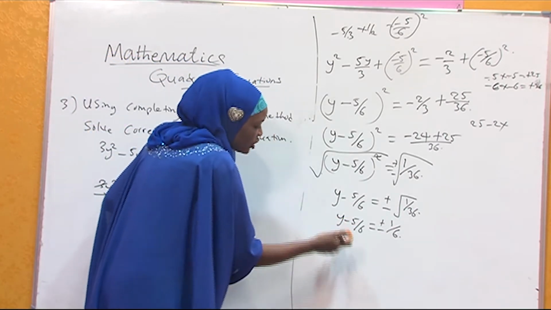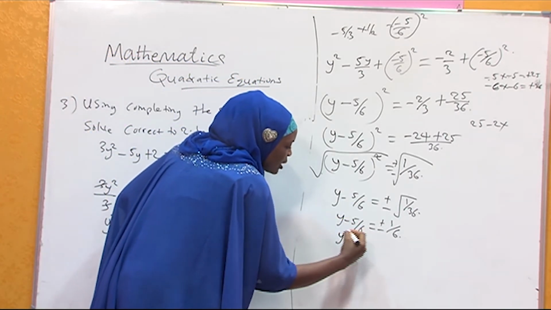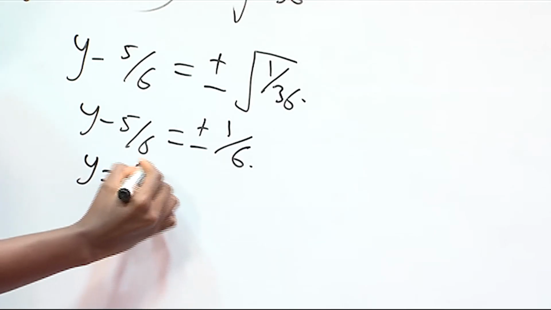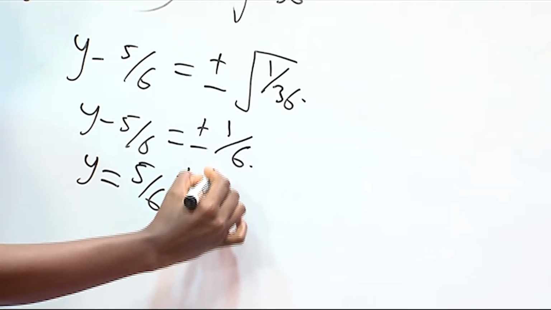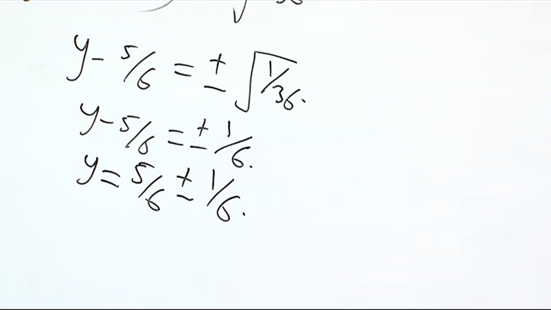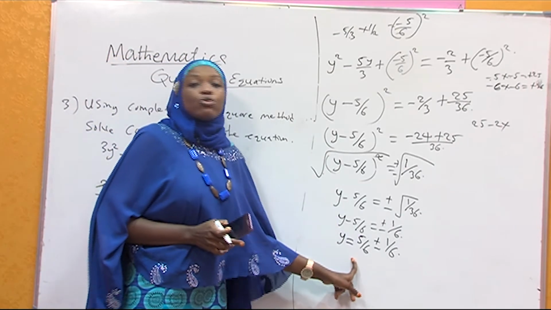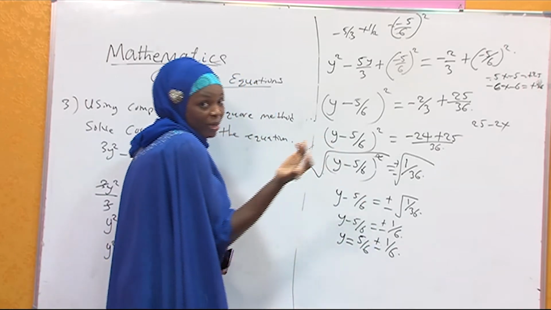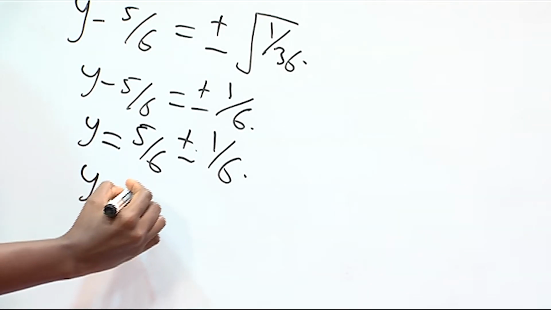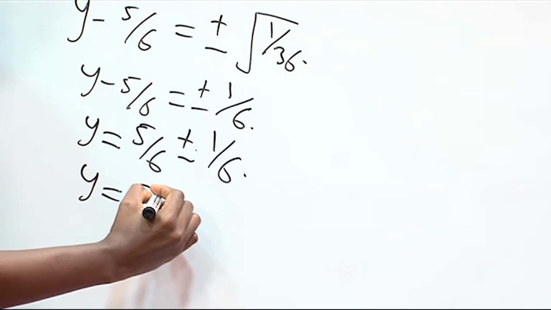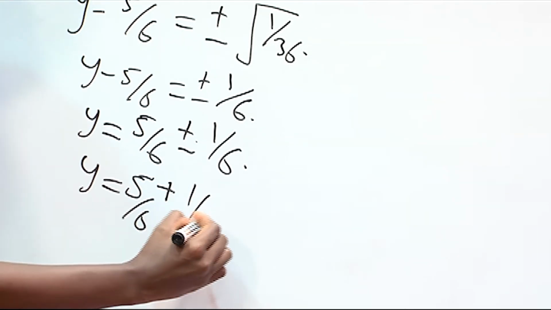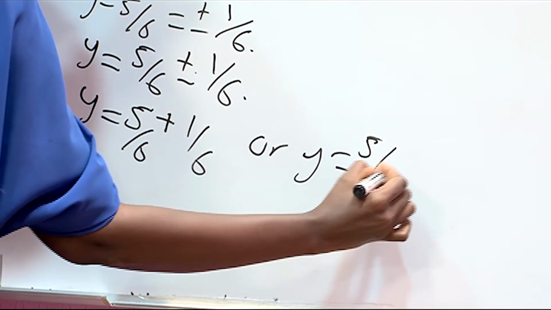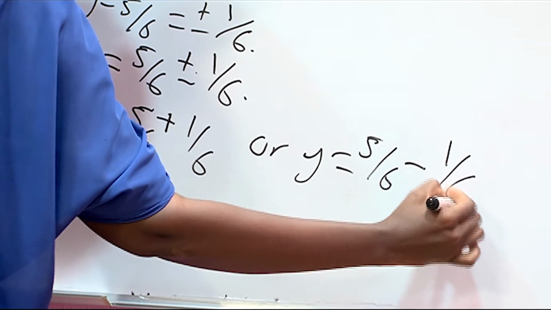Taking minus 5 over 6 to the other side becomes plus 5 over 6. So I have y equals 5 over 6 plus or minus 1 over 6. So now we know we are at the end; we will get 2 values for y. To get 2 values, you use the plus, and you also use the minus. So y will become, let's use the plus first, 5 over 6 plus 1 over 6, or y equals 5 over 6 minus 1 over 6.